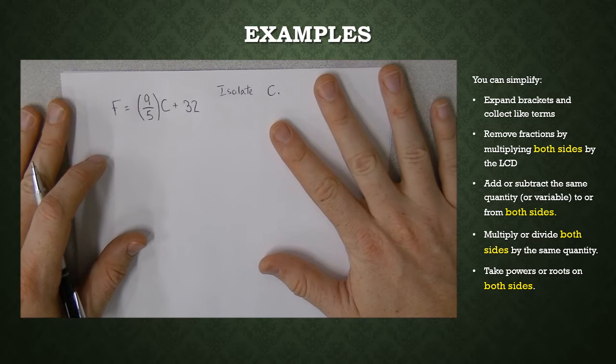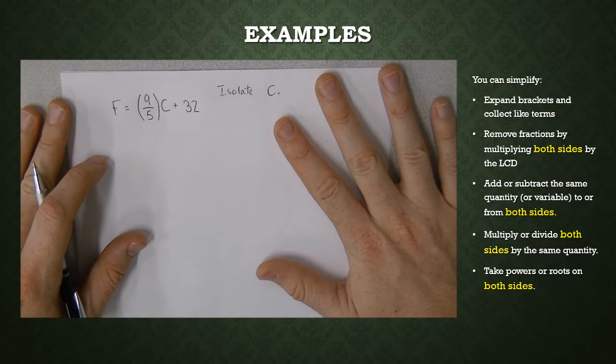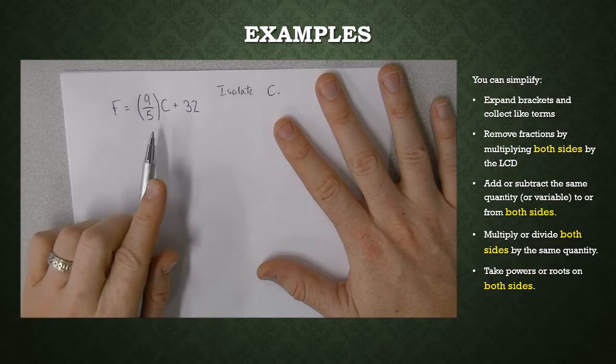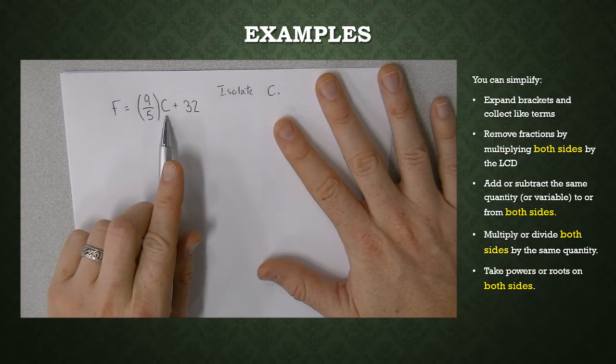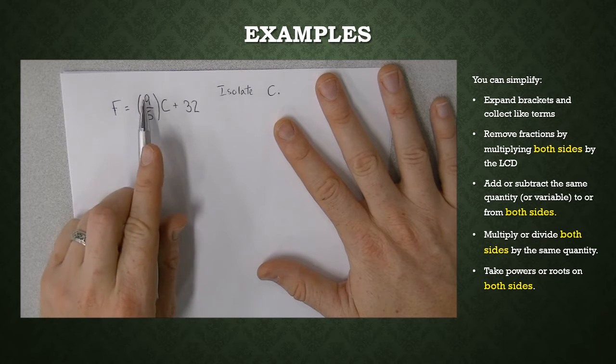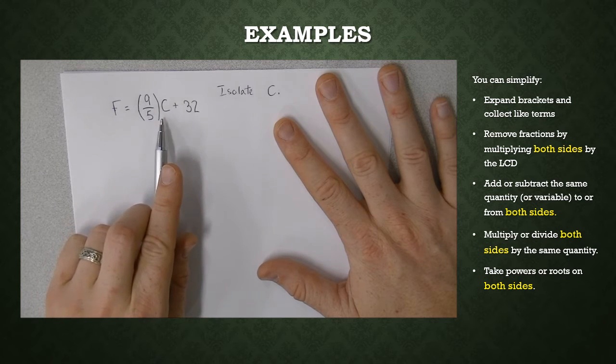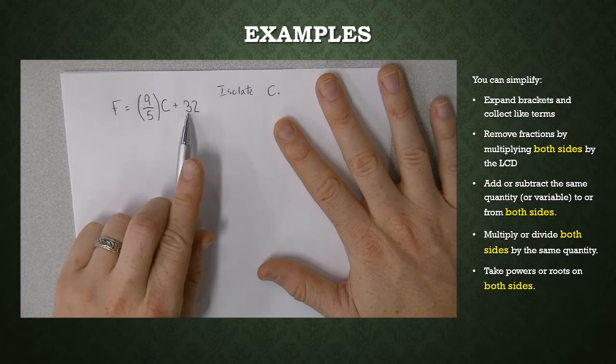Alright, so I want to isolate C, is what I'm told to do. Okay, so now I'm going to look and see, C is currently being multiplied by 9/5, and then that is added to 32.